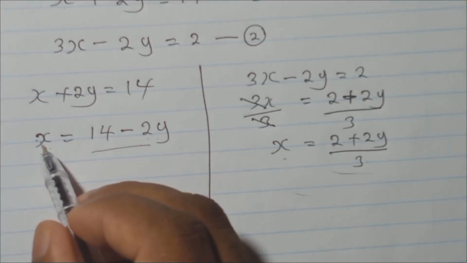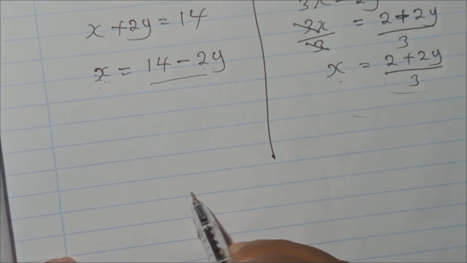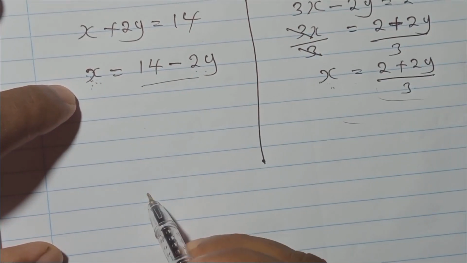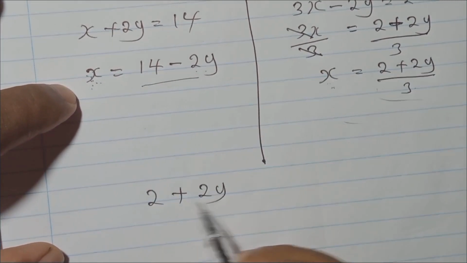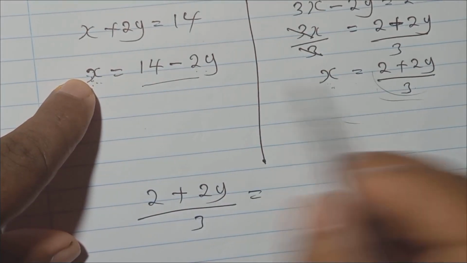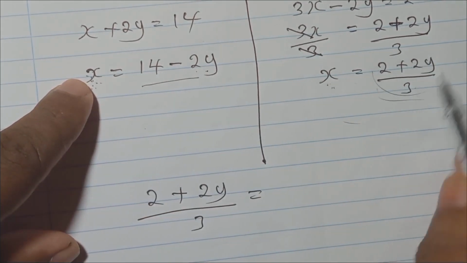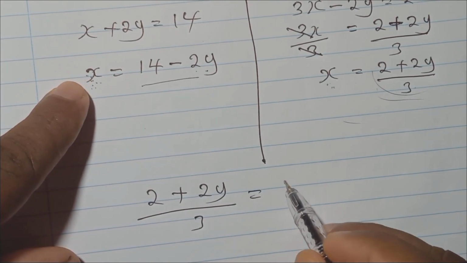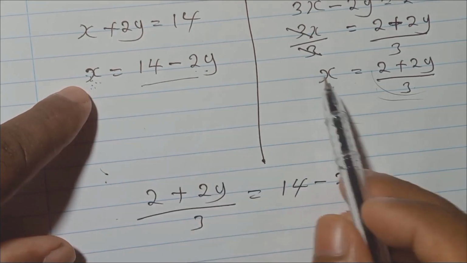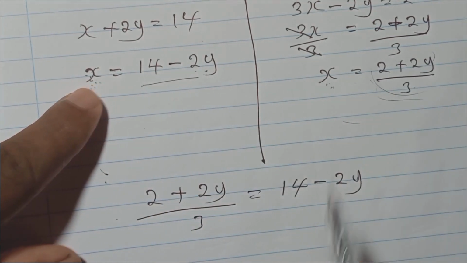If for this x I write this one, you will get it like this, right? For this x I will put this one, 2 plus 2y over 3, because x equals this. You can replace this x with this, or that x with this, it doesn't matter. Here will be 14 minus 2y. Just think like this: the left side is equal, so definitely the right side must also be equal, that means this side equals this side.